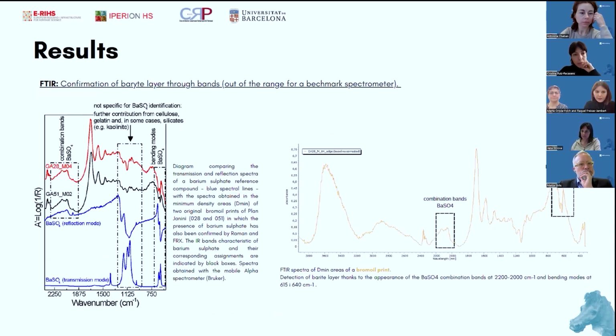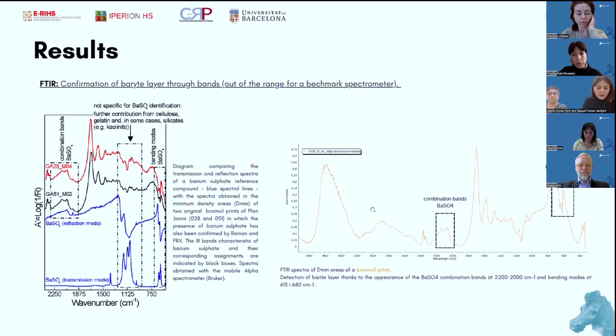One of the most significant results was the detection of the varietal layer by reflection FTIR spectroscopy, as this was not possible with the benchtop instrument because the barium sulfate bands were outside of the spectral range. On the other hand, with the mobile instrument, barium sulfate could be identified thanks to combination bands appearing at 2,200 to 2,000 centimeters and the bending modes appearing in total reflection mode as inverted bands close to wavenumbers 615 and 640.